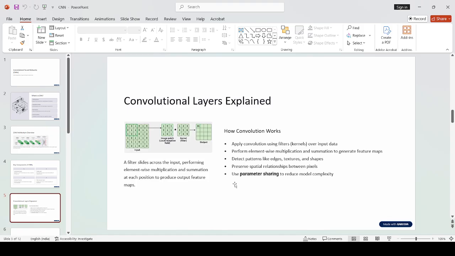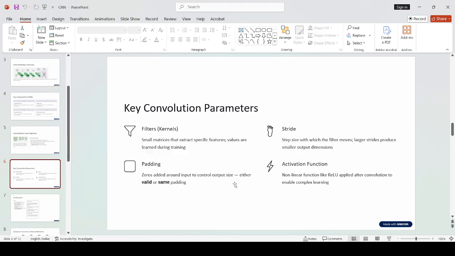Different filters can learn to detect different features. For example, one filter may detect vertical edges, another may detect horizontal edges, and another may detect textures. An important advantage of convolution is that it preserves the spatial relationship between pixels. Another important concept is parameter sharing. The same filter is reused across different locations in the image, which greatly reduces the number of parameters compared with a fully connected network.